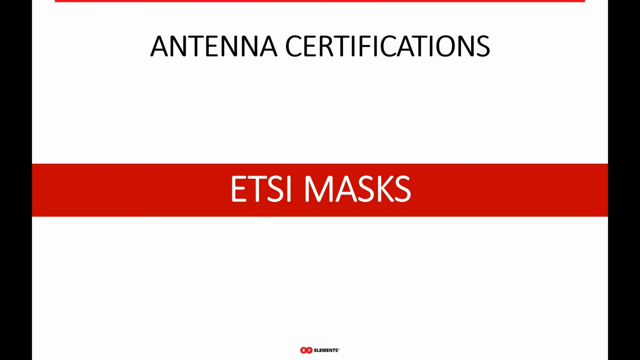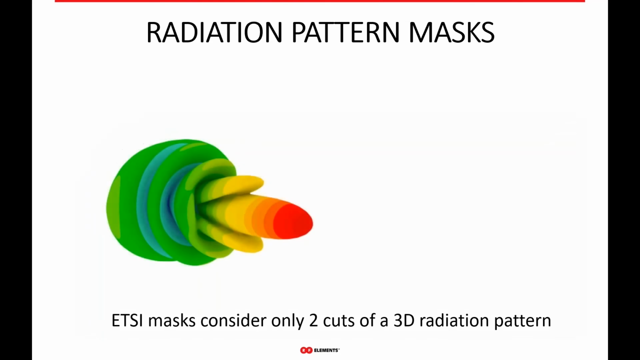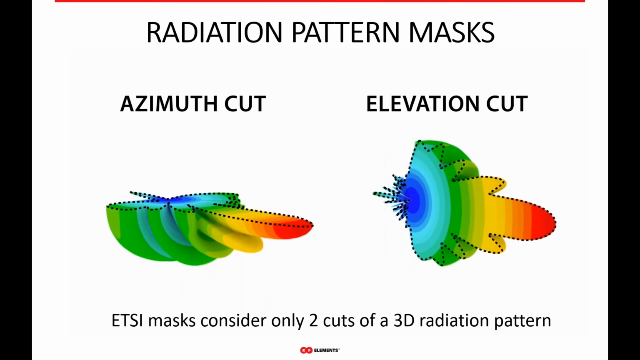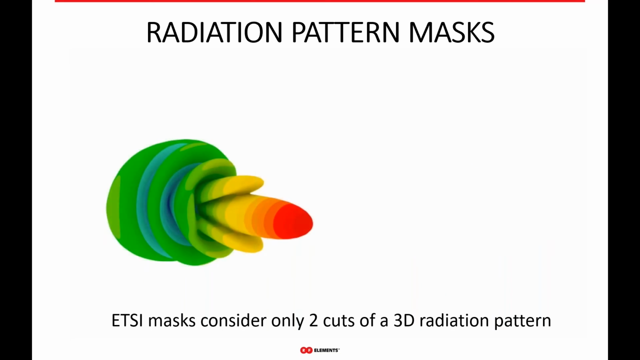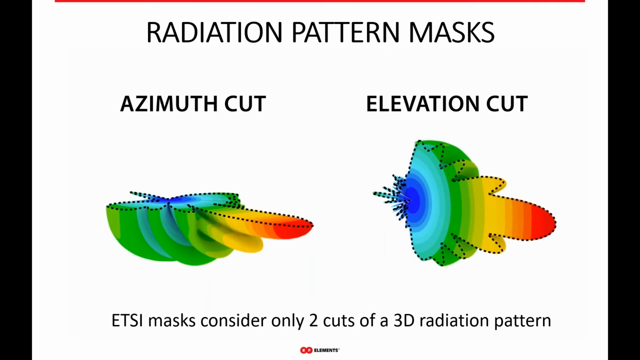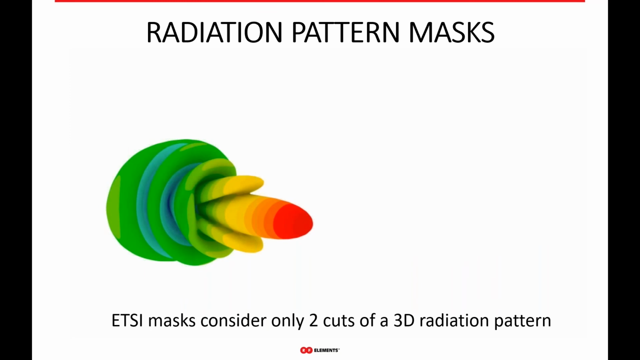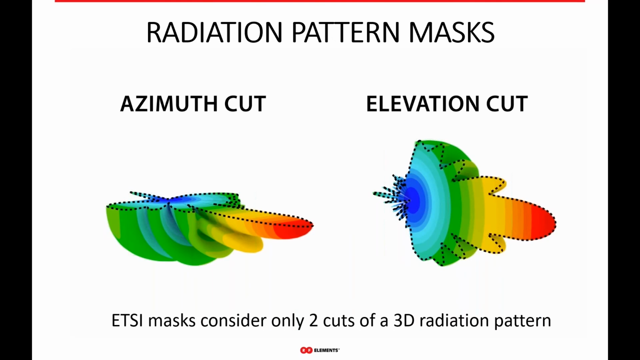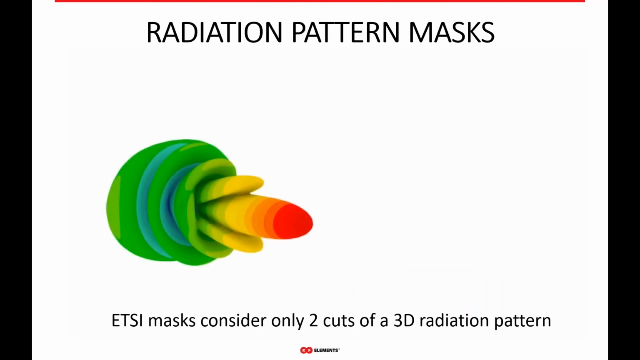ETSI masks are something else that you might know, and you might have seen some antenna manufacturers quote or put in their spec sheet. The ETSI masks, to a degree, also serve as a parameter that says how well an antenna performs in terms of noise. It's important to clarify that ETSI masks consider two principal cuts of an antenna radiation pattern, just the azimuth cut and the elevation cut. So these masks consider two slices of a completely three-dimensional radiation pattern. Again, it's rather an incomplete measure from the point of view of the whole radiation pattern and all of the side lobes that matter in a WISP network.